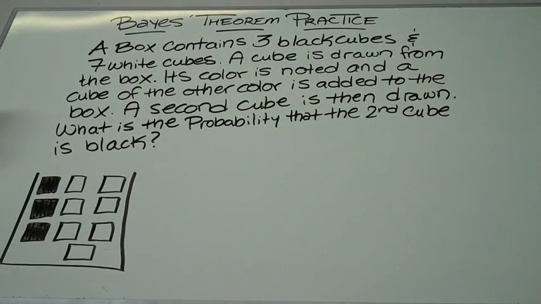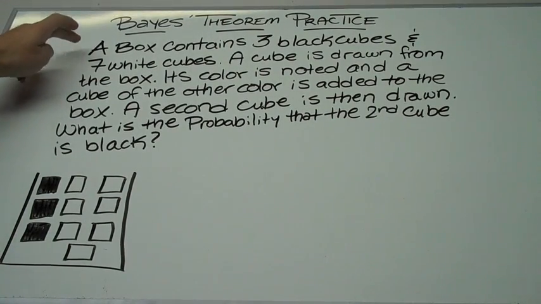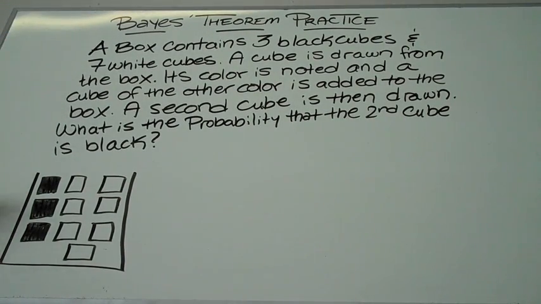Let's do some practice with Bayes' theorem of total probability. A box contains 3 black cubes and 7 white cubes. I always think it's helpful to draw it out. 1, 2, 3 black cubes and 7 white cubes.